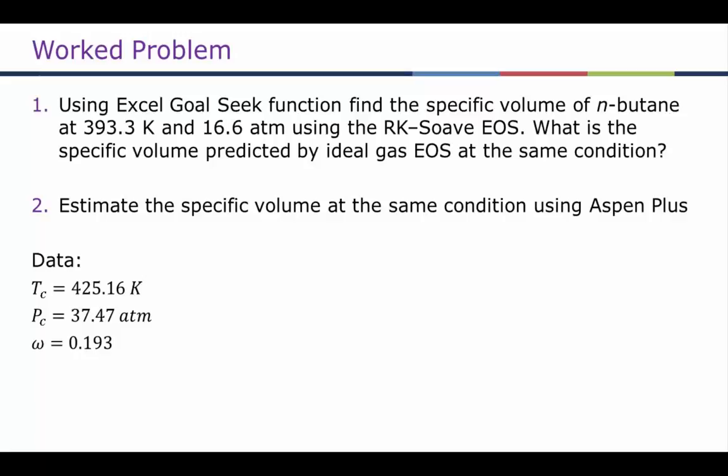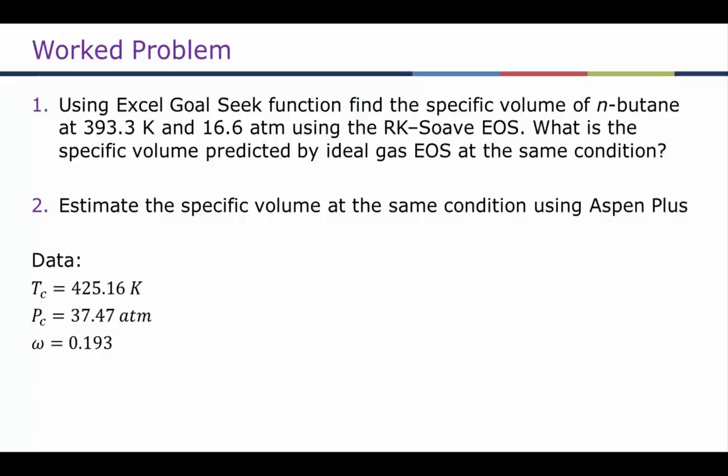In this case, it's asking us to use the Redlich-Kwong-Soave equation of state, sometimes also called the SRK equation in some texts, but because Aspen Plus calls it Redlich-Kwong-Soave, we are going to use the same terminology here. It asks us what is the specific volume predicted by the ideal gas equation of state at the same condition. So we can compare the two specific volumes, using the ideal gas equation of state and using the Redlich-Kwong-Soave equation of state. And later we will also look at Aspen Plus to estimate the specific volume and see if it predicts anything different.